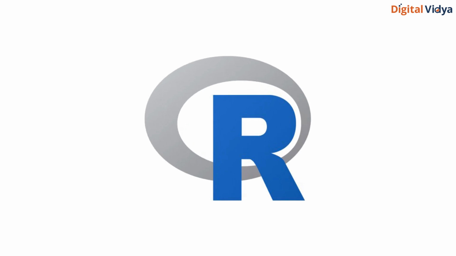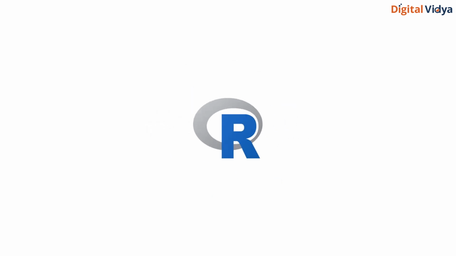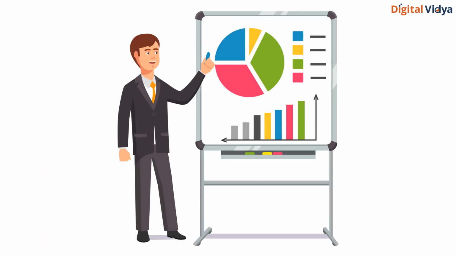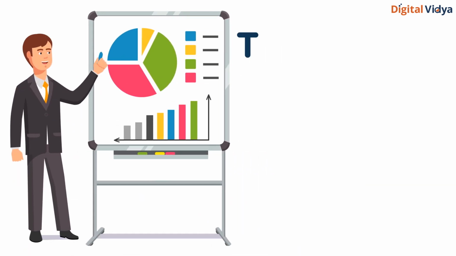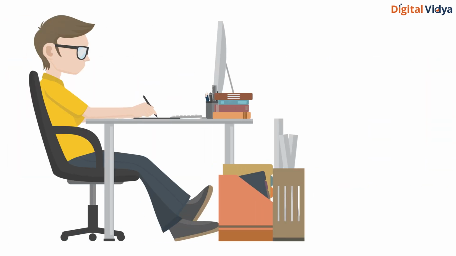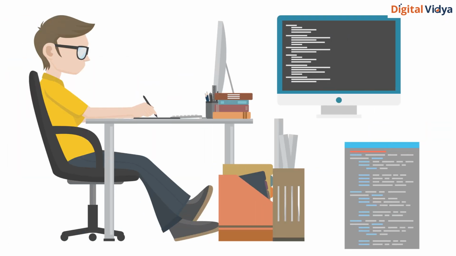The R language for data analytics wasn't developed from a software research lab, but rather from the need of statistics professors who needed the technology for quick statistical computing. In 1991, statistics professors Ross Ihaka and Robert Gentleman from the University of Auckland started working full-time to develop a language that could fulfill the much-needed technology for statisticians.